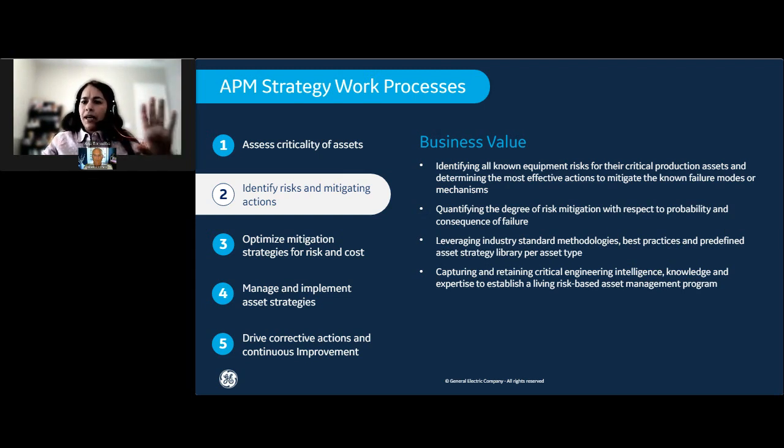Once the criticality has been assessed and you know the risk and failure modes that have been identified, it's important to know, and basically when you identify your failure mode, you need to identify what is your task or your mitigation action to avoid this failure mode from occurring in your business. And then it is important to understand what is the risk for each one and the cost associated, because when you go to the next step in the optimization, these are the two things that are important to balance, the risk and the cost.